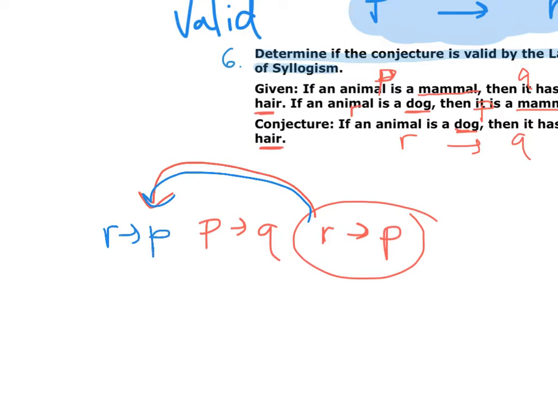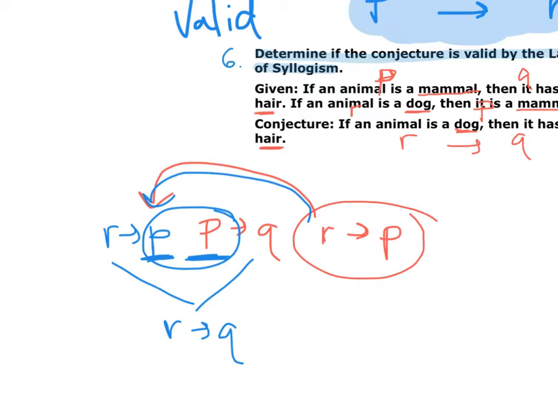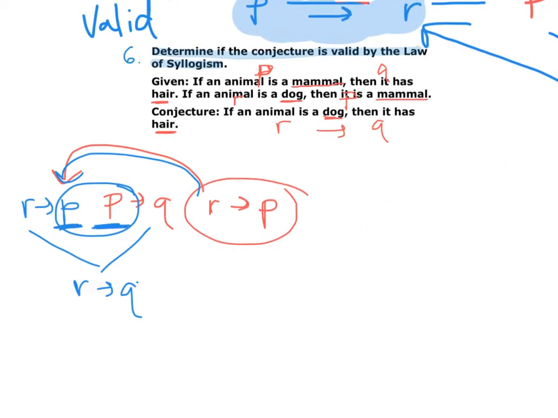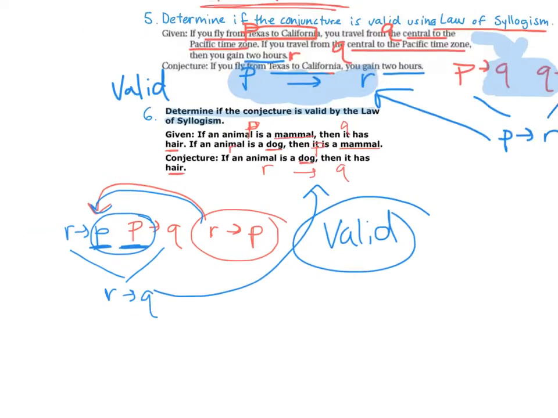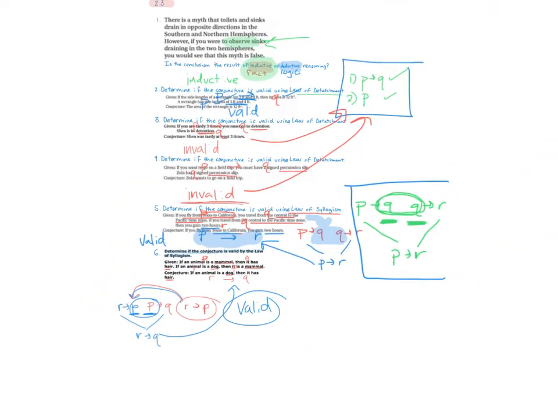So now we have the conclusion of one is the same as the hypothesis of the other. The two in the middle are the same. So we can conclude that R then Q. And that's exactly what we have in the conjecture here, R then Q. So this would be a valid statement. So number 6 is valid.